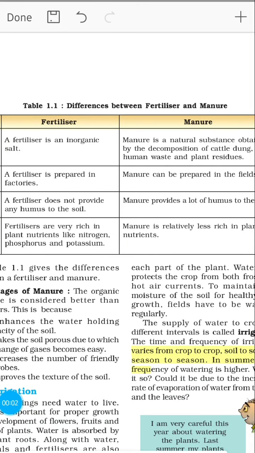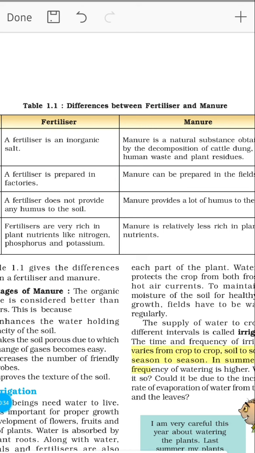Now let us discuss the differences between fertilizer and manure. A fertilizer is an inorganic salt, whereas manure is a natural substance obtained by the decomposition of cattle dung, human waste and plant residues. A fertilizer is prepared in factories. Manure can be prepared in the fields. A fertilizer does not provide any humus to the soil. Manure provides a lot of humus to the soil.